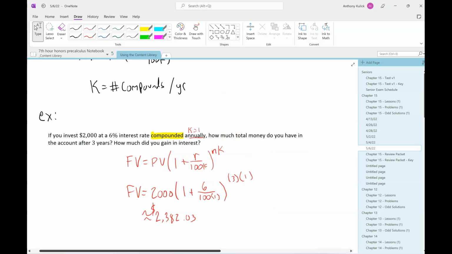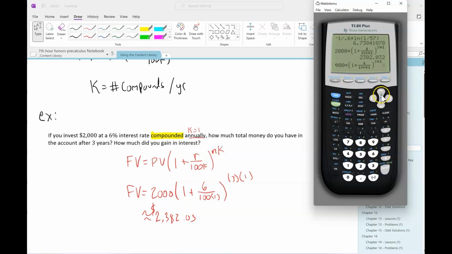But let's see what happens if instead of just doing this for 3 years, what if we do this for 30 years, like a really long time? So here's my simple interest for 30 years. Get 5,600 bucks. All right, cool. If I do my compound interest for 30 years, I make, whoa, almost 6,000 bucks more. That's a big difference, right?